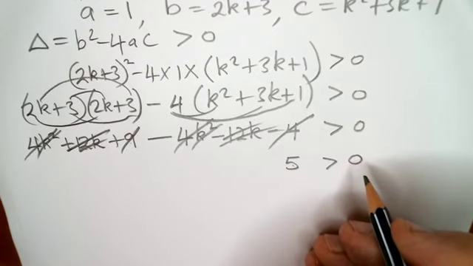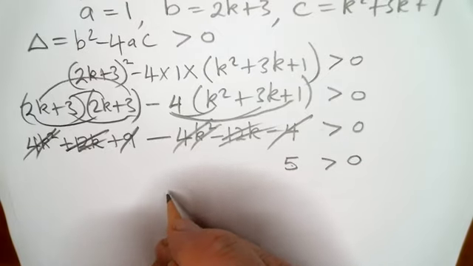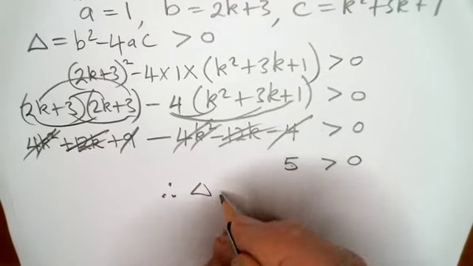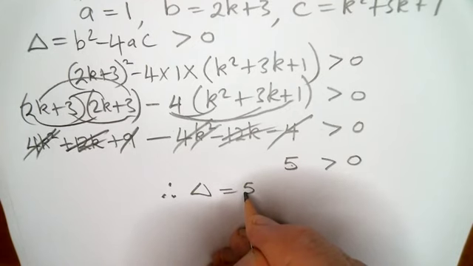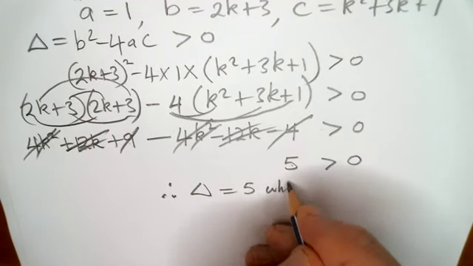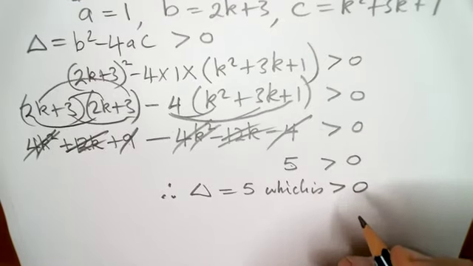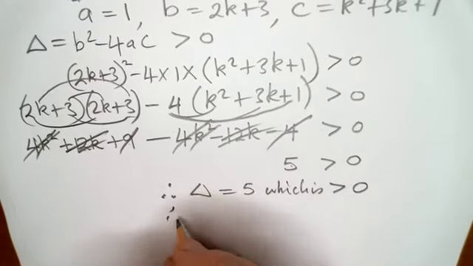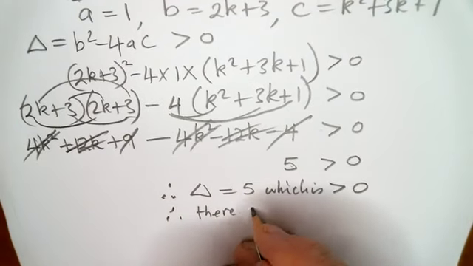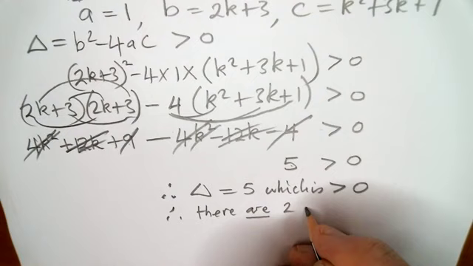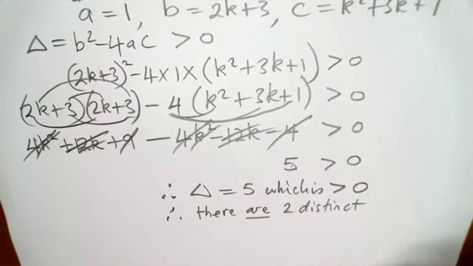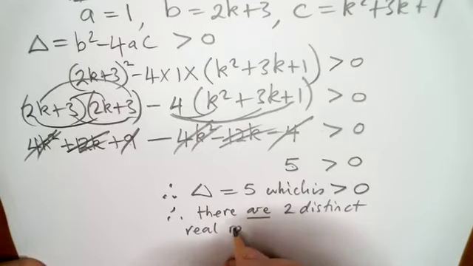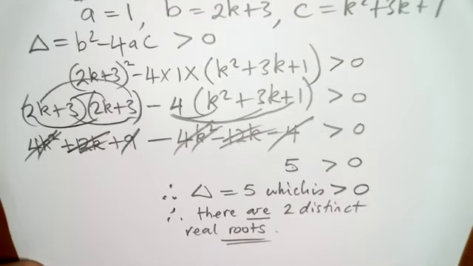So what we want to say here is that the discriminant, so therefore, the discriminant equals 5, which is greater than 0. Therefore, there are two distinct real roots. And that's how I conclude it. Again, make sure you have your concluding statement at the end. Otherwise, it's really not going to be marked as correct.